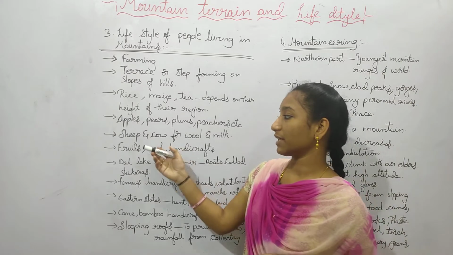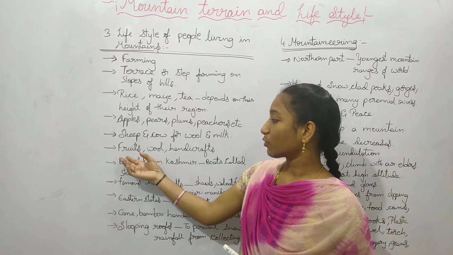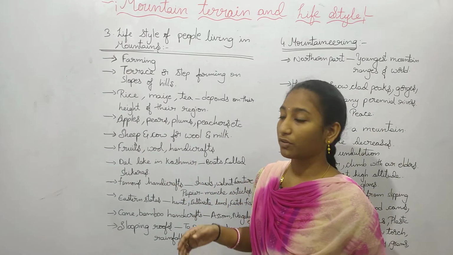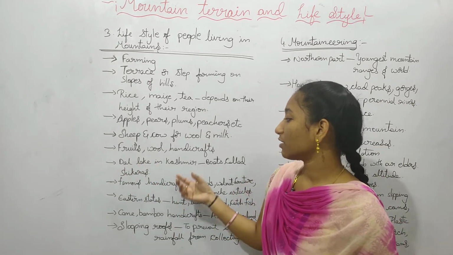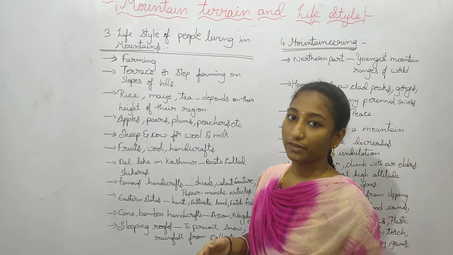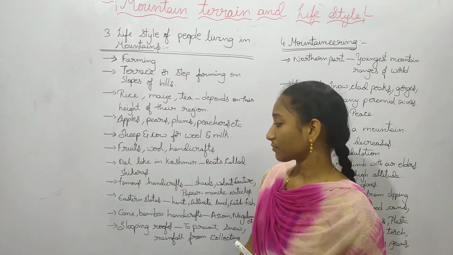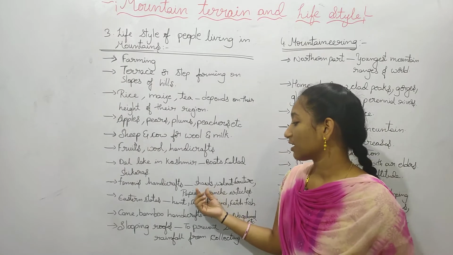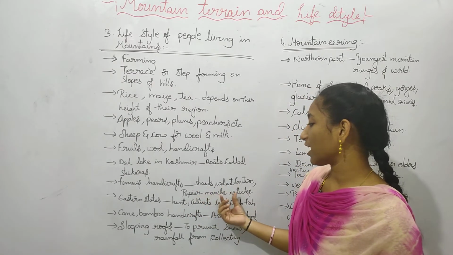They rear sheep and cows for wool and milk. The fruits, wool and handicrafts are exported throughout the country. On the Dal Lake in Kashmir, people give tourists rides in boats called shikaras. The famous handicrafts of Kashmir are shawls, walnut furniture, and papier-mâché articles.